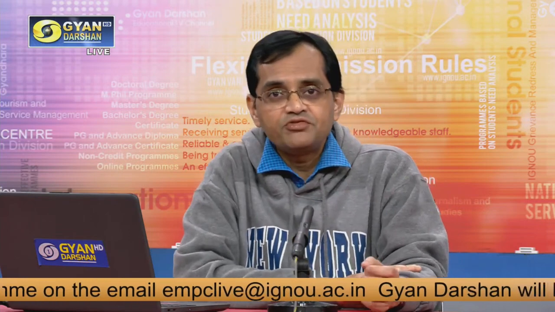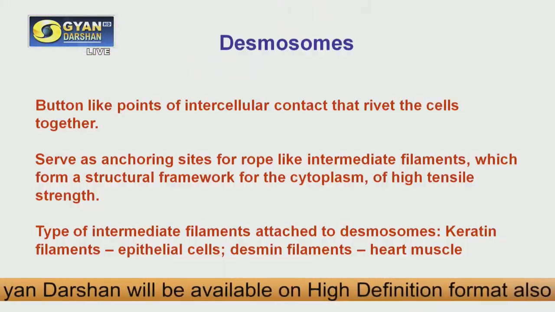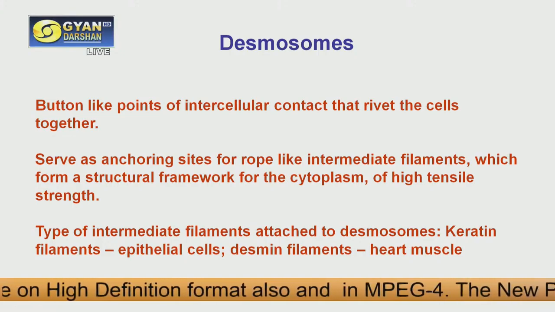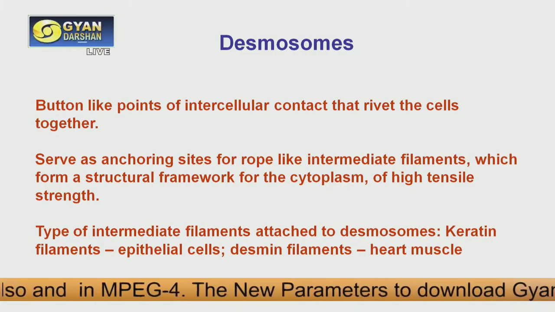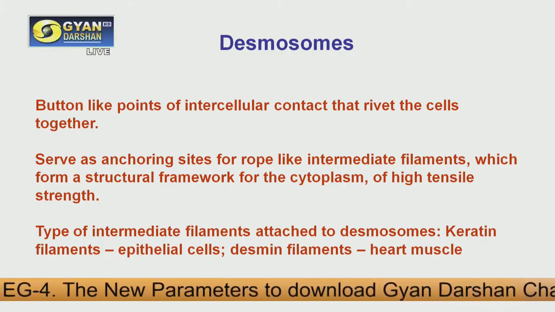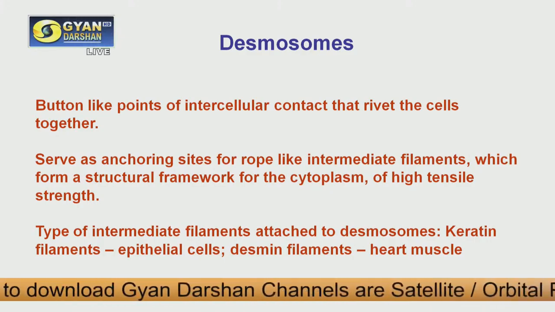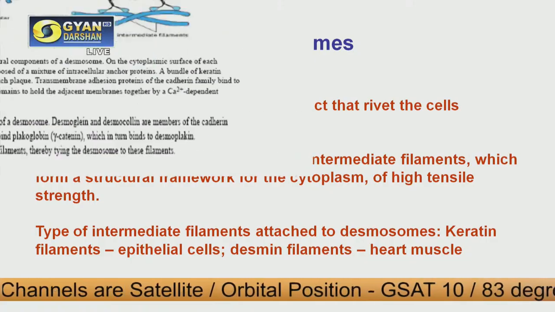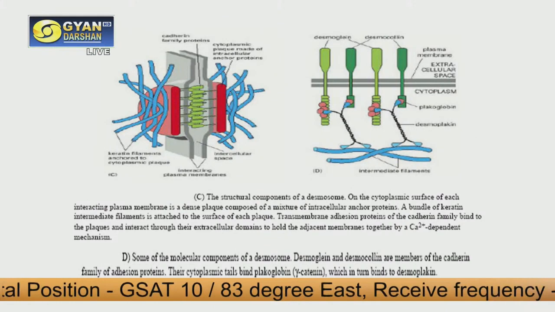Now, in case of intermediate filaments, the terminology is different, for example, as I said, in desmosomes and hemidesmosomes. That is, we are now not talking of actin, we are now talking of the intermediate filaments. There also you will find some button-like points of intercellular contact, and they are the anchoring sites for the rope-like intermediate filaments. But in this case, the structure is more or less similar.